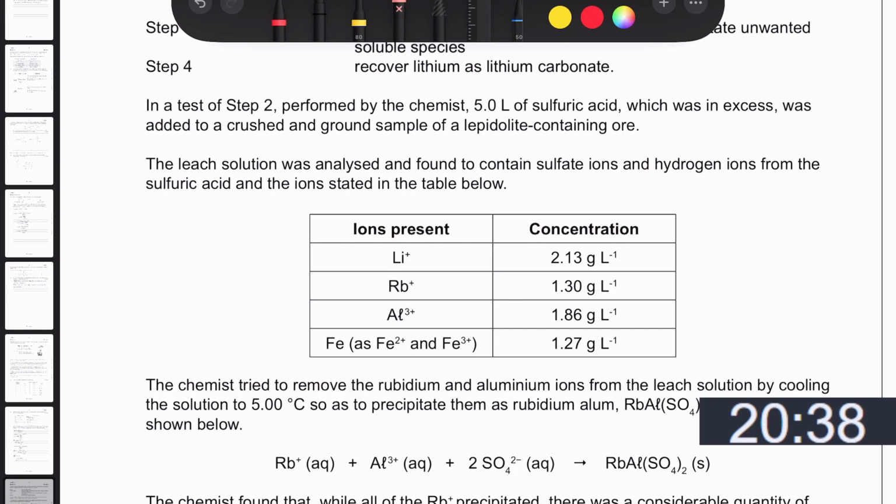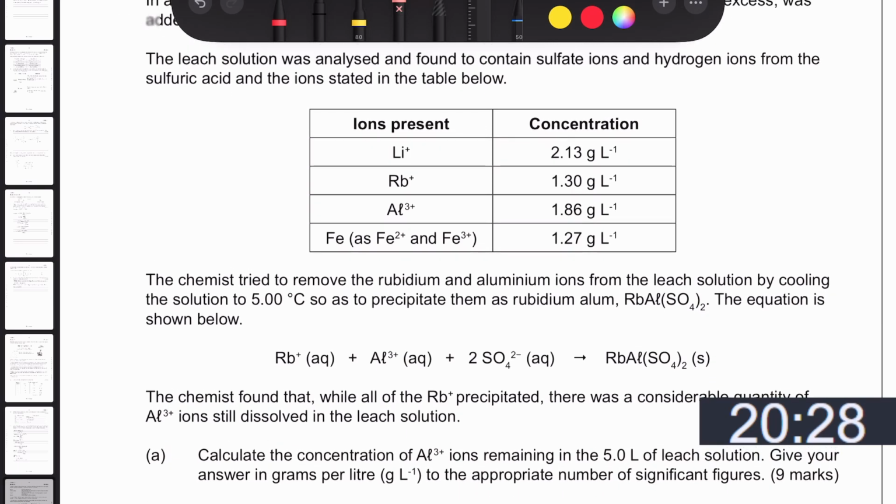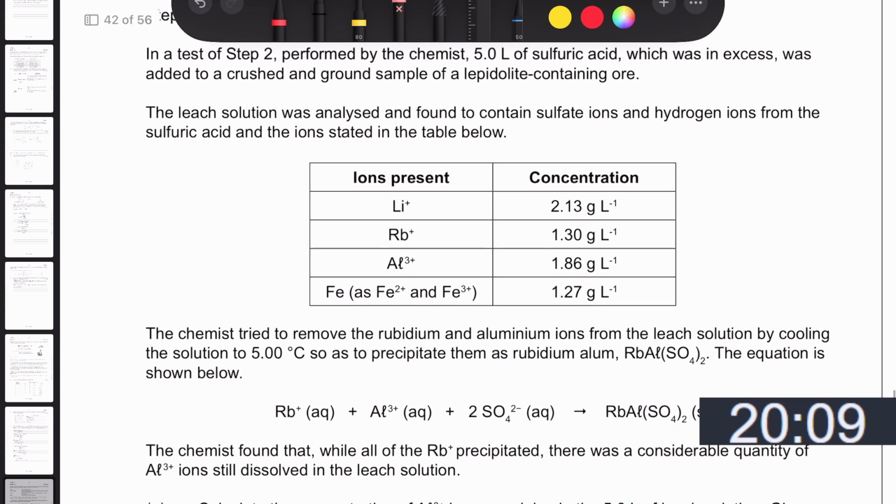The 11 liters analyzed were found to contain sulfate ions and hydrogen ions from sulfuric acid, and the ions are stated in the equation below. The chemist tried to remove the rubidium from the cooling solution so as to precipitate it as rubidium alum. The equation is shown below. The chemist found that while all the Rb plus precipitated, there was a considerable quantity of Al ions left to dissolve. Calculate the concentration in grams per liter.